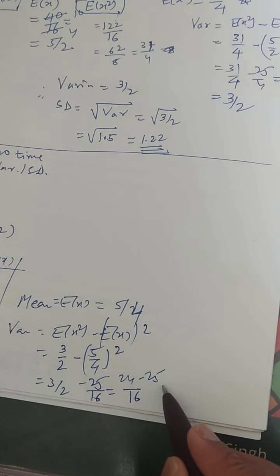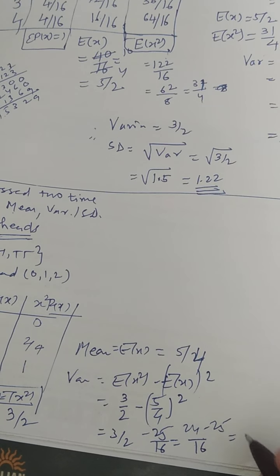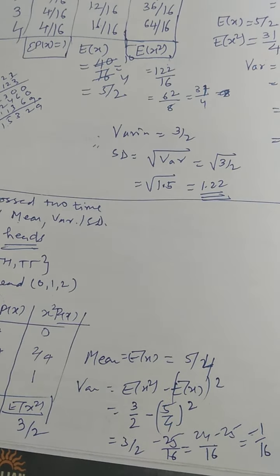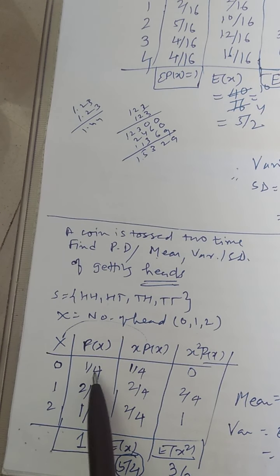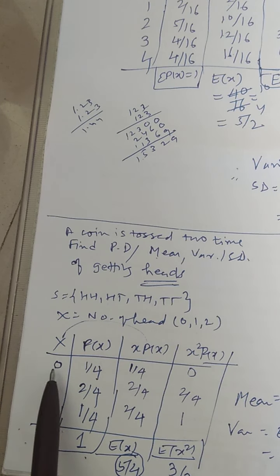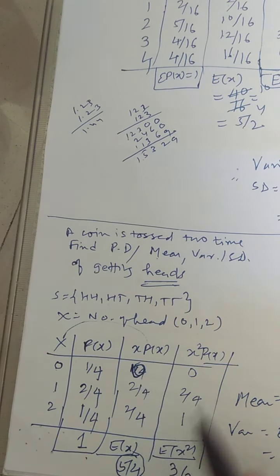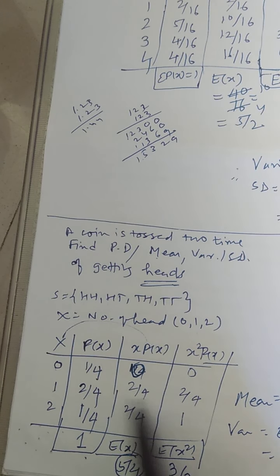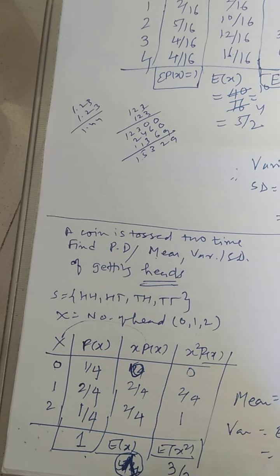You are getting the answer as negative. Generally this is not possible, so we'll go back and cross check the calculation. Somewhere the calculation needs to be checked. The first thing, over here it is 1 by 4, 2 by 4, 1 by 4, which is correct. The answer is coming 1. X into p of x: if you multiply this into this, you will be getting 0. This is one correction that is required. And if you simplify this, this is correct. So the E of x is coming 1, not 5 by 4.